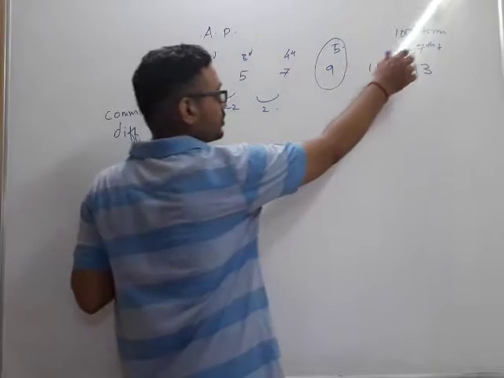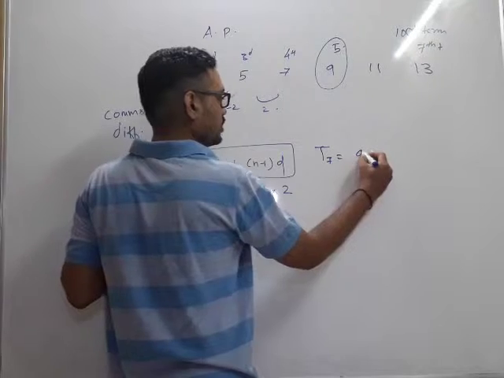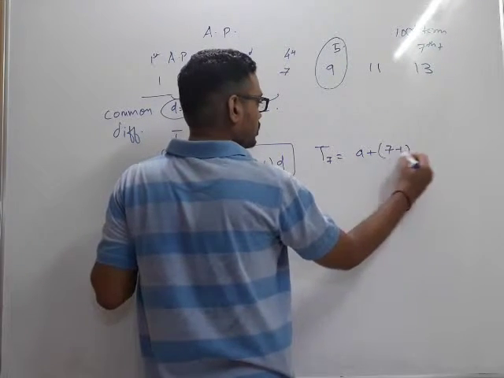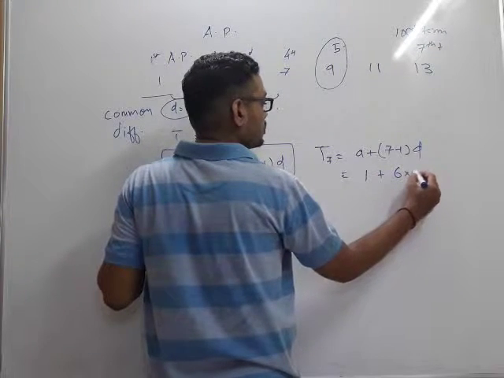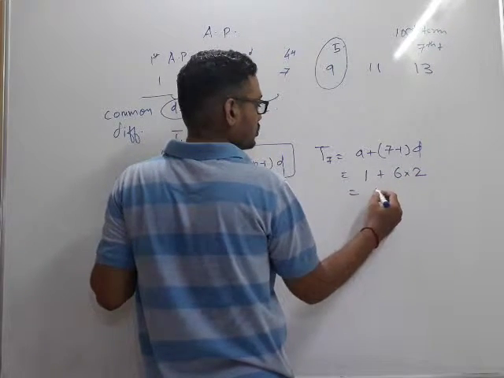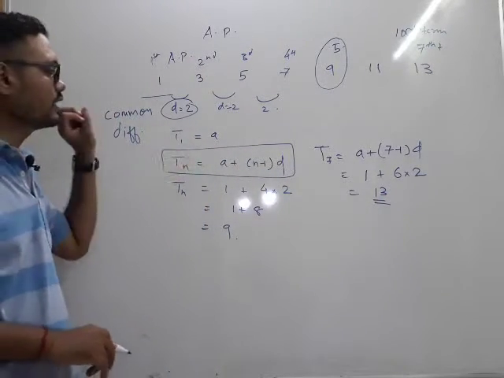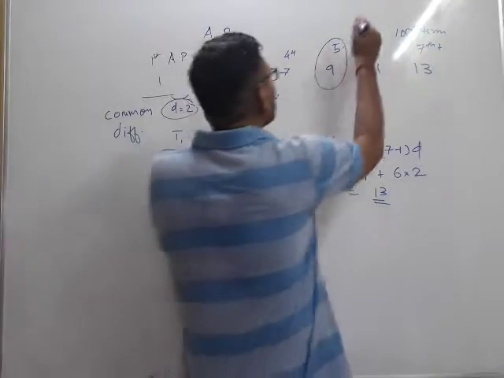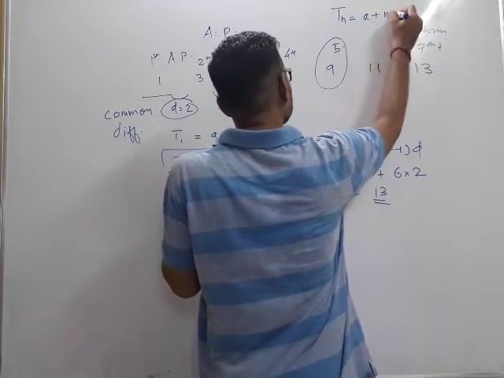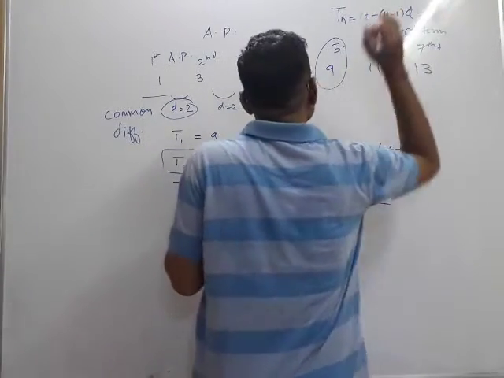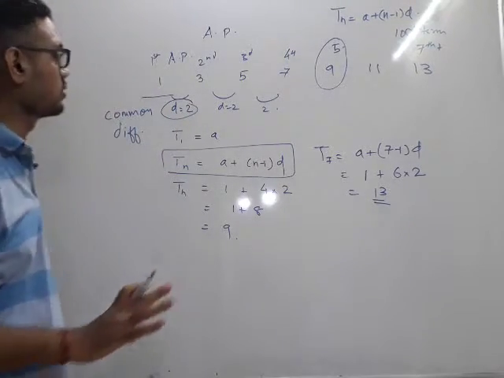Let's say we want the seventh term. So T7 will be A plus 7 minus 1 into D, which is 1 plus 6 into 2, which is 13. So this becomes my formula to find any term. Let's park this formula: Tn is A plus n minus 1 into D. This is one formula that we have come across.